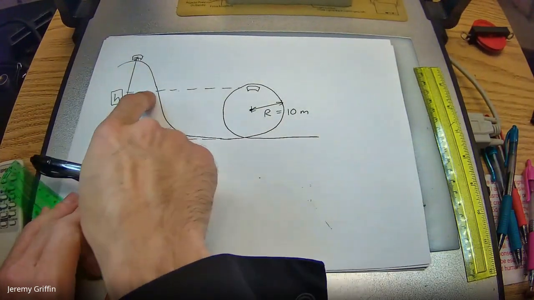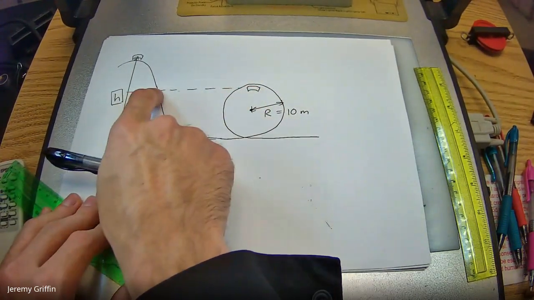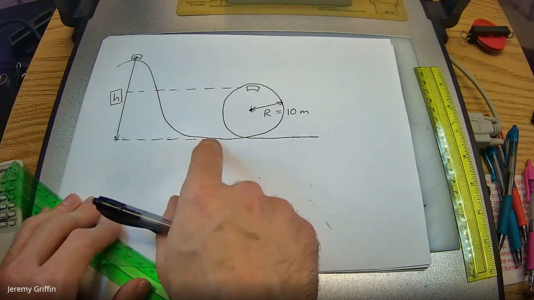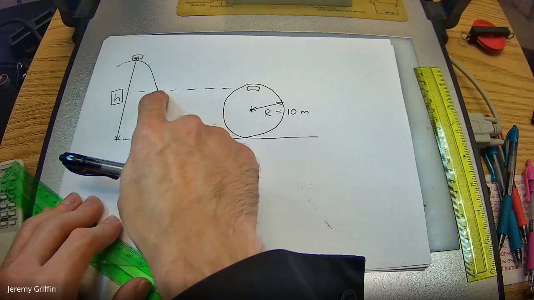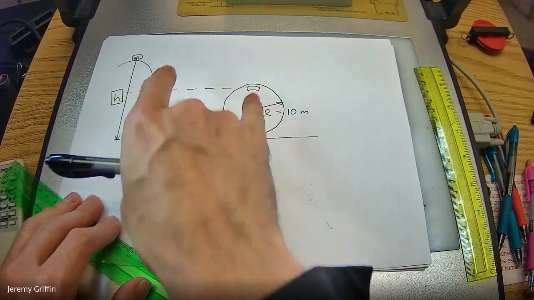You guys see if you dropped it from the exact same height, even if there's no frictional losses, it's just going to have to go to 0 speed and fall off the track. So it can't be the same height. It's got to be higher than that. But like, how much higher?